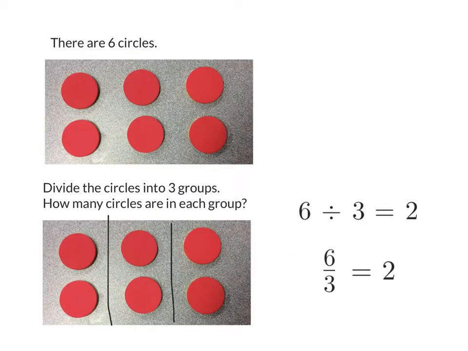Okay, here in this picture you can see that there are 6 red circles. If I want to divide the circles into 3 groups, I can do that by putting the lines down like this. And you can see that there are 2 circles left in each group. There are group 1, group 2, and group 3. When we divide, we can divide 6 circles into 3 groups and find out there are 2 circles in each group. As a reminder from what we learned last week, you can also write this as a fraction, 6 circles divided into 3 groups, resulting in 2 circles in each group.